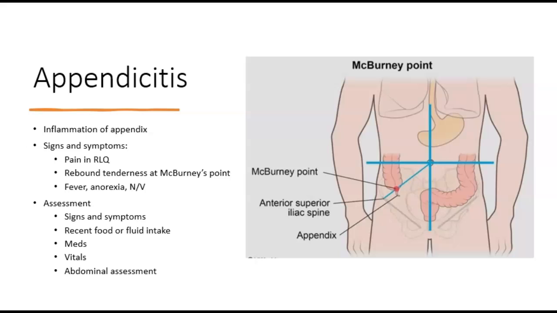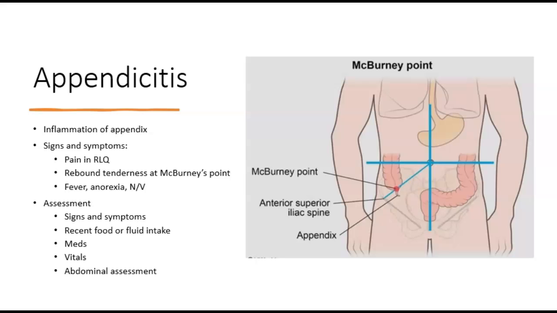Next, we'll talk about appendicitis. This is inflammation of the appendix, and it's the most common reason for emergency abdominal surgery. Signs and symptoms: you will see pain that starts as generalized pain in the upper abdominal area, and then it will descend and localize in the right lower quadrant.